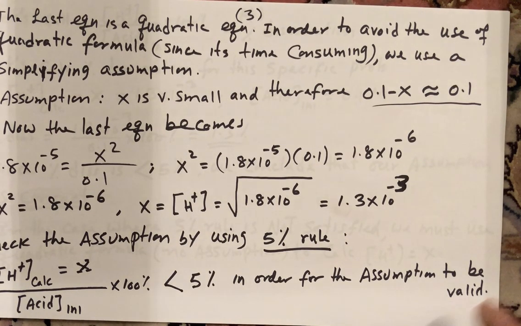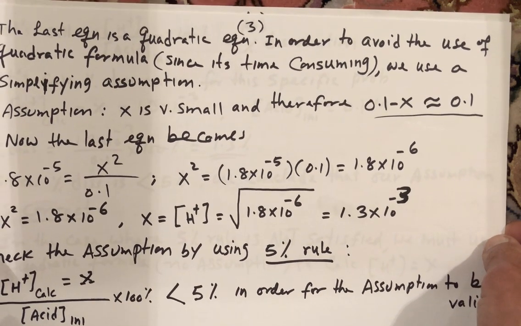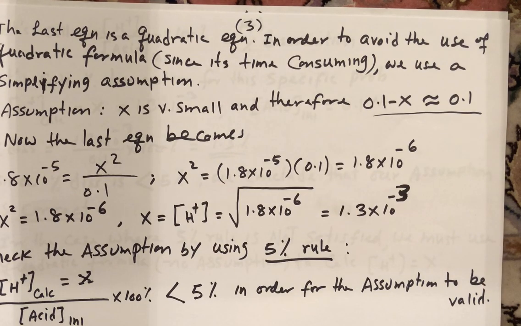And as you can see, the last equation is a quadratic equation. So basically that means we have a power of X squared in the equation. That's a quadratic formula. In order to avoid most quadratic formulas, because they're time consuming, lengthy, and we are more prone to make mistakes when we use them, we use a simplifying assumption.